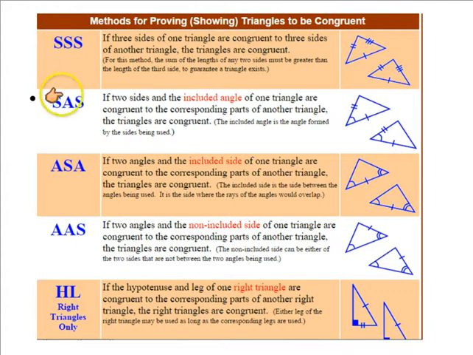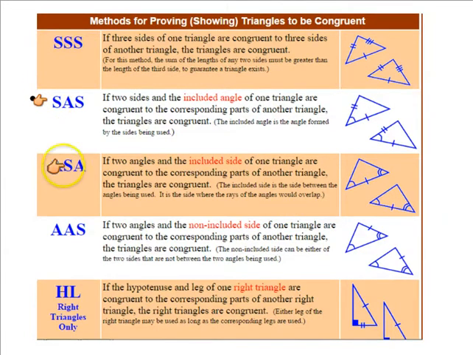I'm going to go through these a little quickly first, and then we're going to talk about them one by one in more detail. This is what you're going to be focusing on this week. If you can show that the 3 sides of one triangle are congruent to the 3 sides of another triangle, we can prove that the triangles are congruent. We abbreviate this as SSS. So if we can prove that 3 sides of one triangle are congruent to the 3 corresponding sides of the other triangle, we can prove they're congruent.